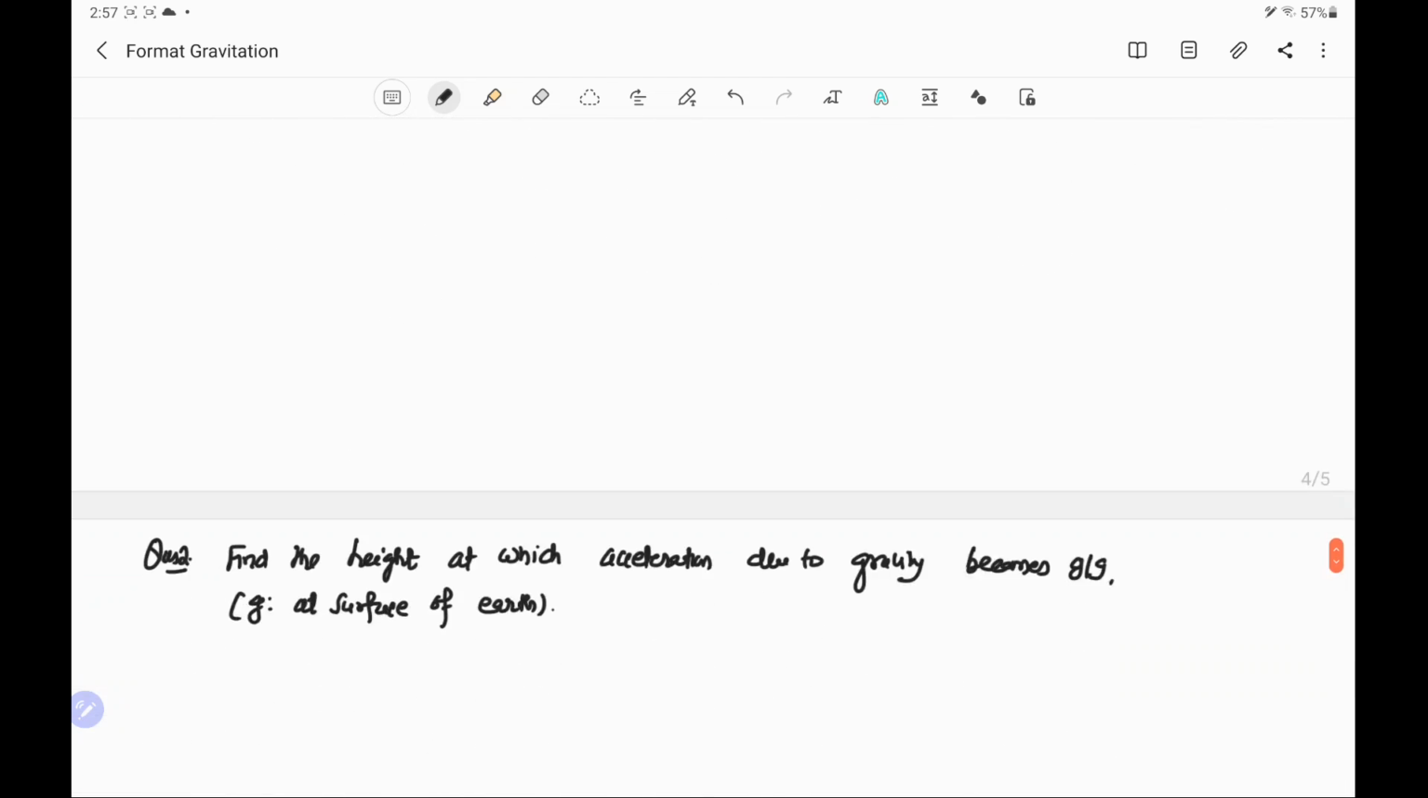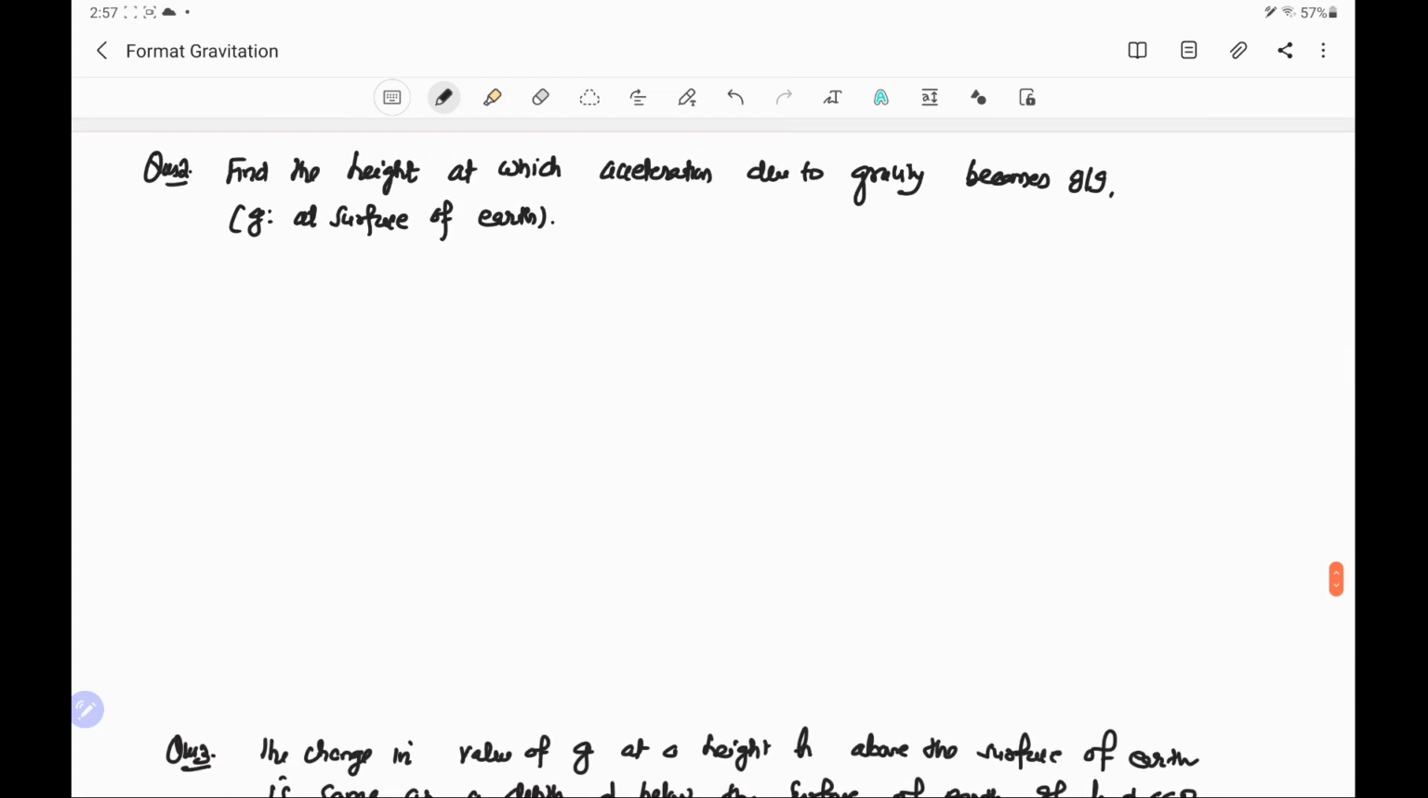Second question. Find the height at which the acceleration due to gravity becomes g by 9. Acceleration due to gravity at the surface of Earth is GM/R², and at another point we can write it is GM/(R+h)². At the surface, it is the gravitational field, and this is at the height h from the surface. So we have to find the height at which the acceleration due to gravity becomes g by 9.